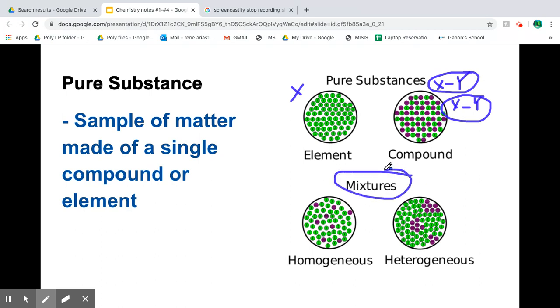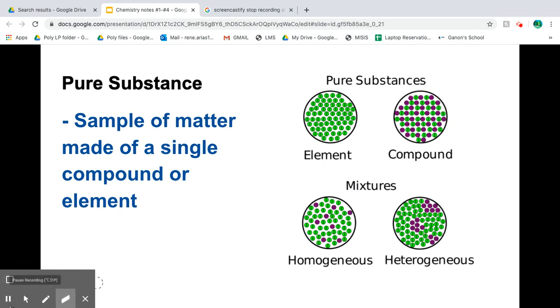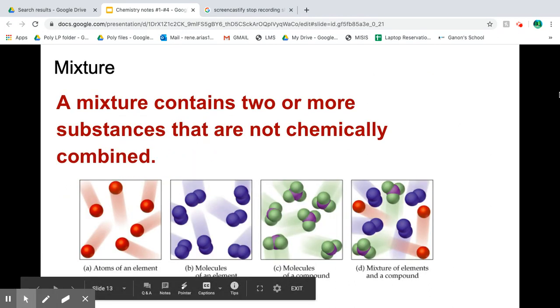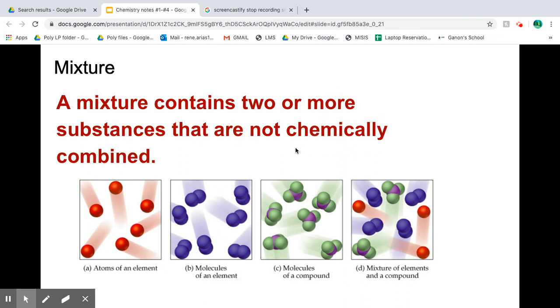Now let's look at mixtures. If we compare these, this and this, they look very similar, but these compounds are not bonded. In other words, I have X by itself, and then I have some Y in there floating as well. So I have Y and X. They're not bonded together. They're just mixed together. Okay. So let's look at mixtures a little bit more closely. A mixture is going to contain two or more substances that are not chemically bonded. Okay, so not chemically bonded. That's the important part.